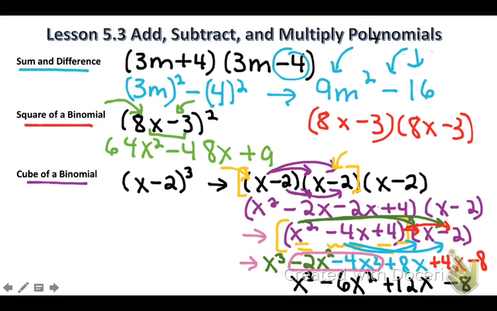Then we combined our like terms. Negative 2x squared gave us negative 6x squared when it was combined with the negative 4. And then the positive 8x and the 4x gave me the 12x. And we brought down our x cubed and our minus 8. Now let's see if there's a little bit of a shortcut.